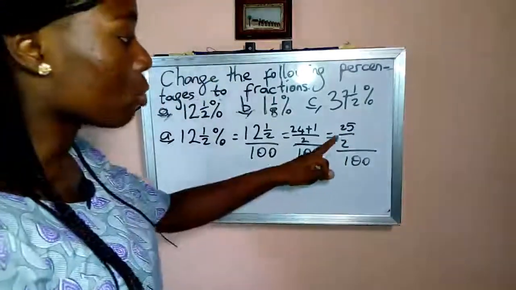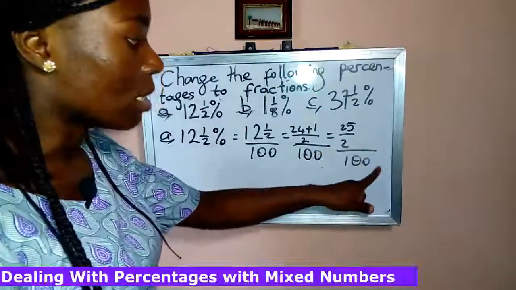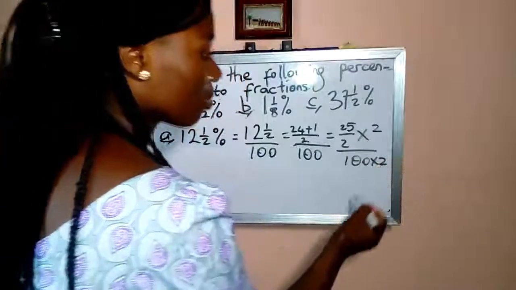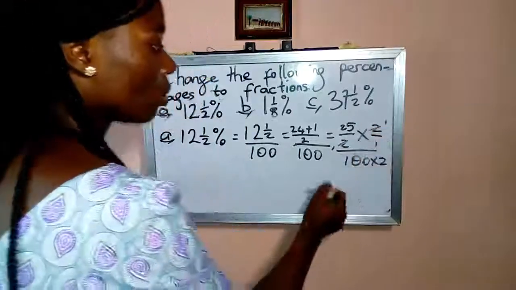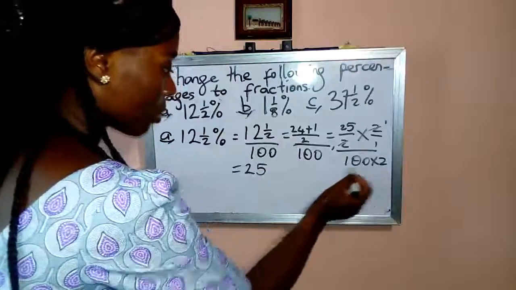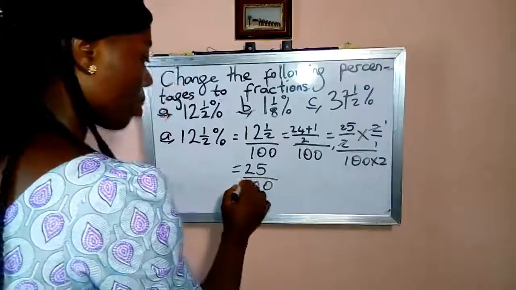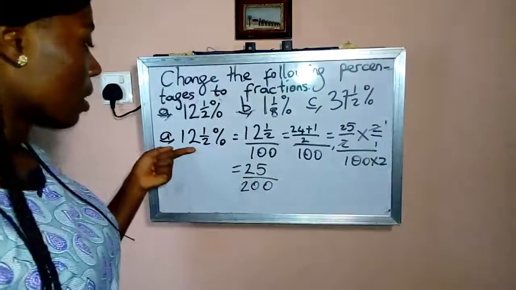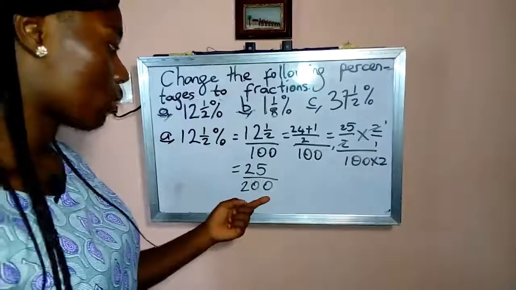Now I want to achieve a single number here. So what do I do? I multiply both this and this by what is here, which is 2. So we say times 2, times 2. I can still write it as 2 over 1. So the 2 here we cancel out, 2 here, 1. Then 5 times 1 will give me 25. 0 times 2 will give me 0. 0 times 2, 0. 2 times 1 also will give me my 2. So now I have 25 over 200. That is to say, 12 whole number 1 over 2% can be written as a fraction as 25 over 200.